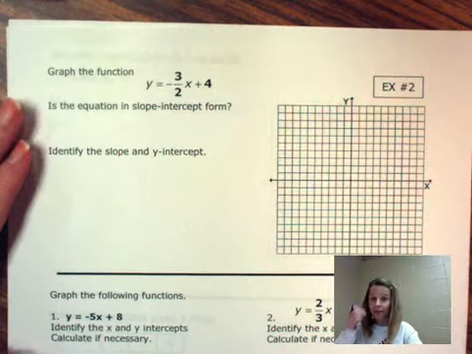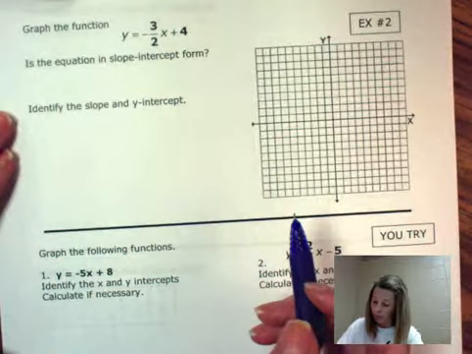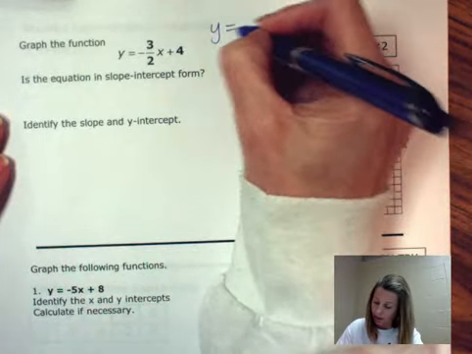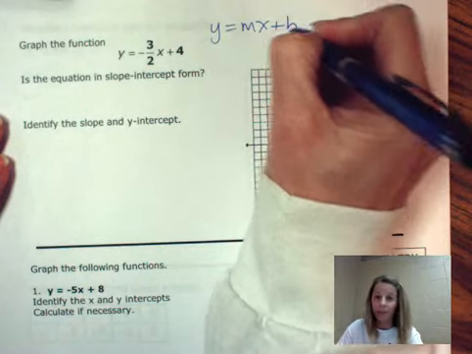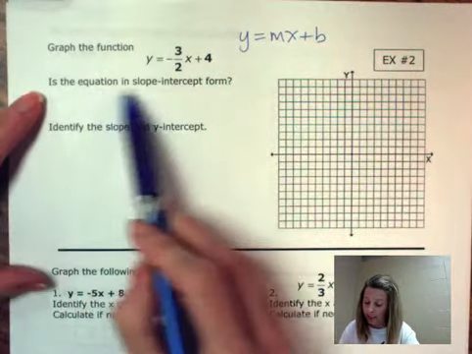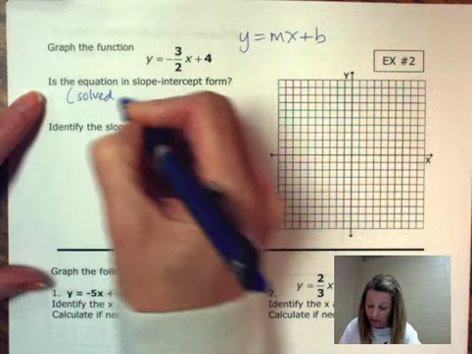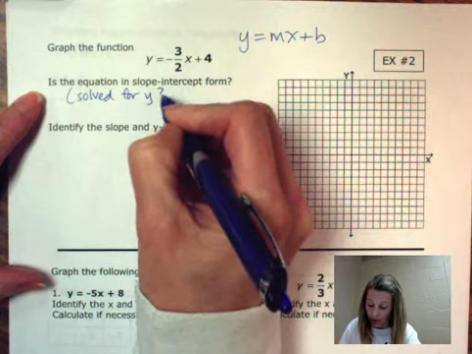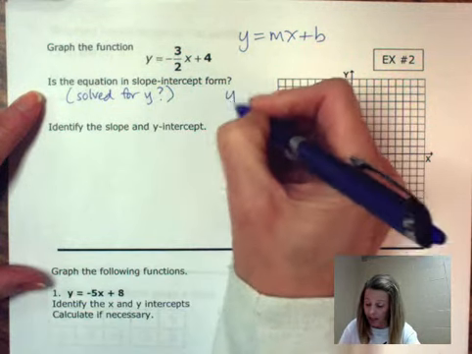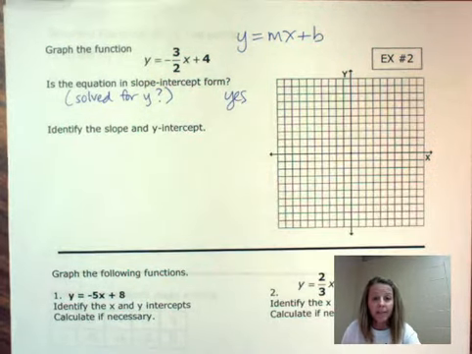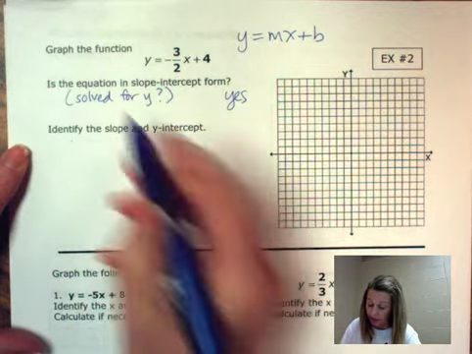Okay, graph the function. So step one, and I want you to go ahead and write this down at the top: y equals mx plus b. So step one, is it in slope-intercept form? Remember, you're asking yourself, is it solved for y? And the answer is yes. So we're ready to identify the slope and y-intercept.